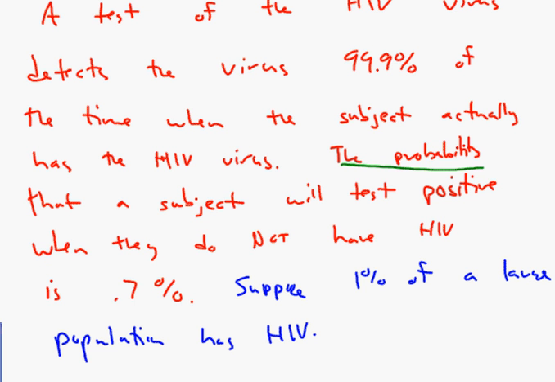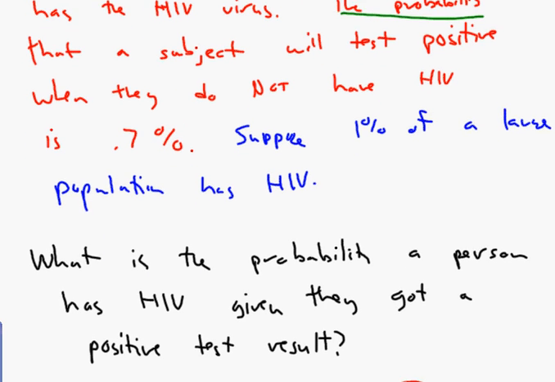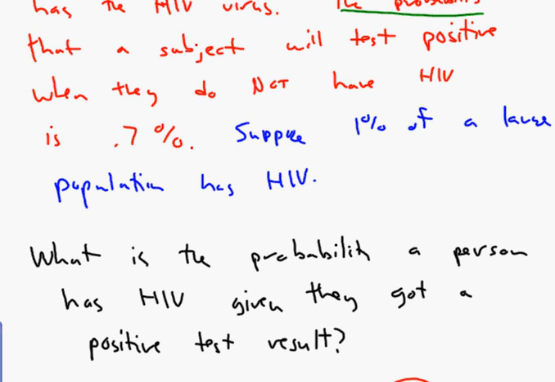So let's think about what we might be interested in here. Because most people don't walk around knowing that the virus is in them or not in them. They go and take a test. And then the test gives them a result, either positive or negative, and they assume that the test is correct. So what we're really interested in here is the following. We're interested in answering this question.